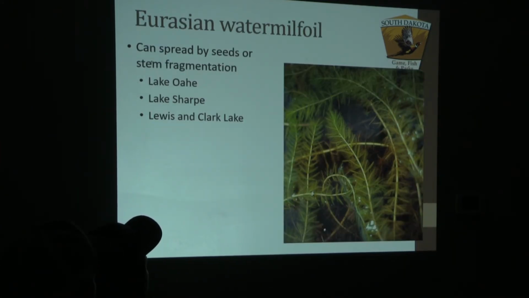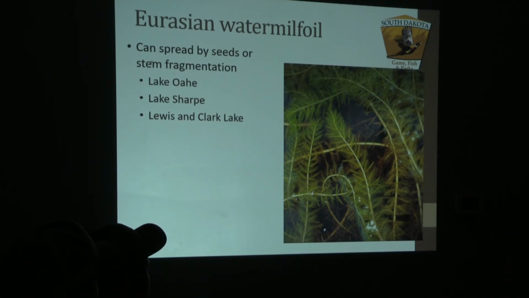Eurasian water milfoil. This is actually one of our plant species that we will identify in our watercraft inspection and decontamination app. When you ask where a boater has been, if you upload a system where Eurasian water milfoil is at, that will actually pop up next to the lake when you're typing in that data. They have a native counterpart that looks very similar to the Eurasian water milfoil, and that's native water milfoil that we have in the state.